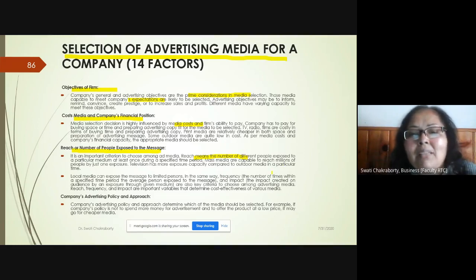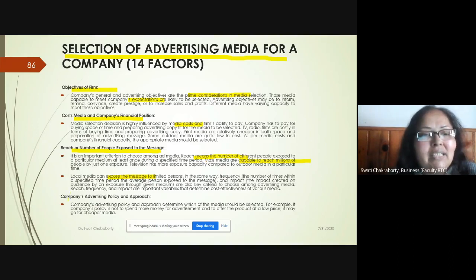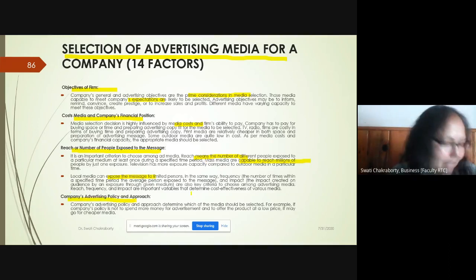So mass media are capable of reaching millions of people with just one exposure. Television is one way. Local media can also expose people, but to limited people, limited persons. Okay. Next comes up is companies' advertising policy and approach.